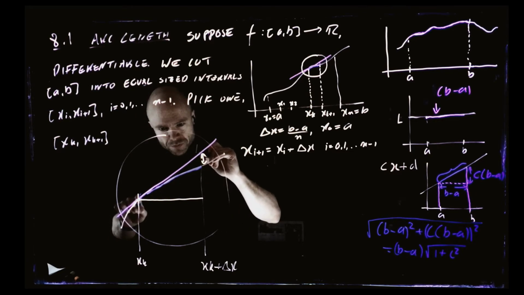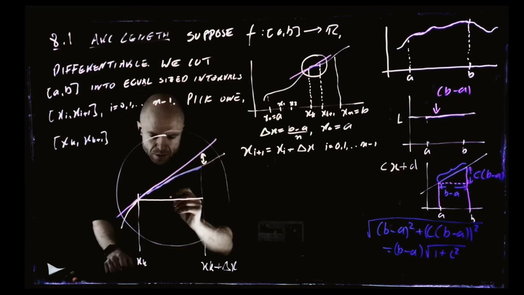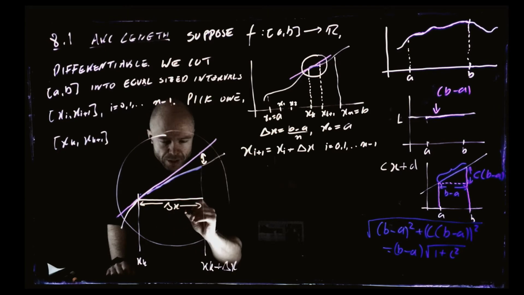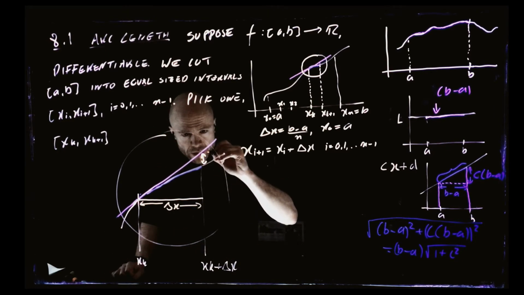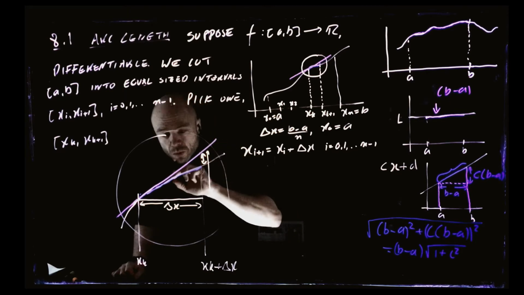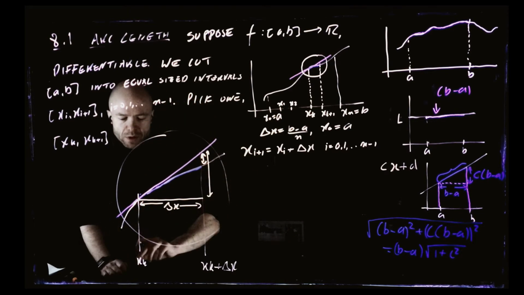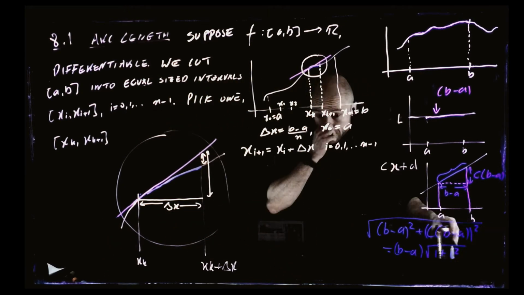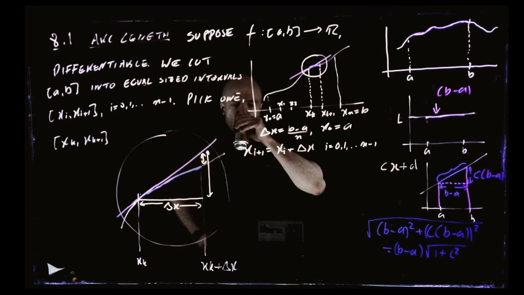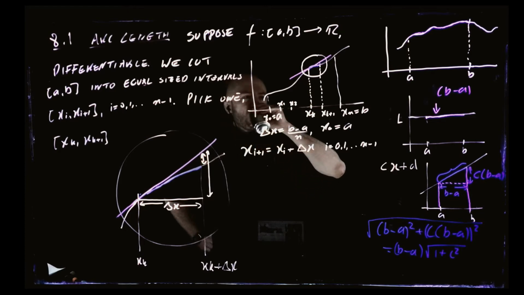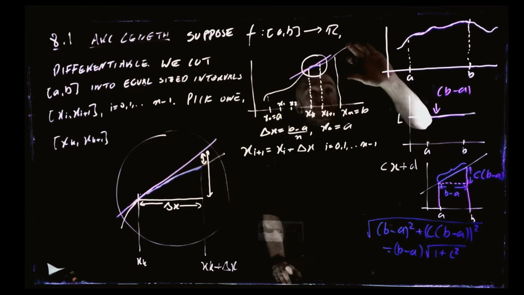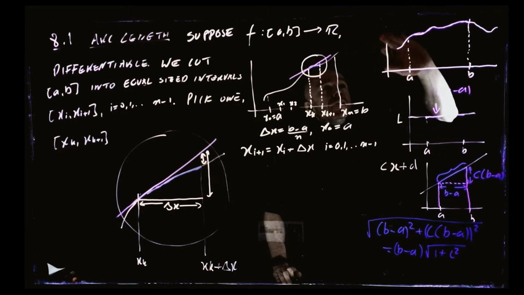Yeah? So let's draw the information we have. So this is delta of x, right? What is this slope here? What is the slope of the tangent line at this point, xk? What's the slope of the tangent line? It's just the derivative of f at the point xk, right?